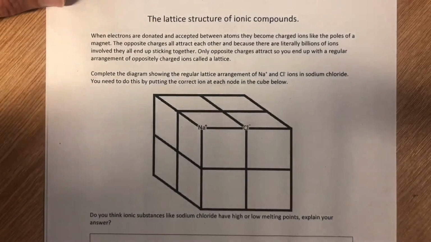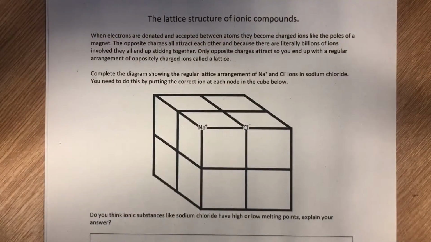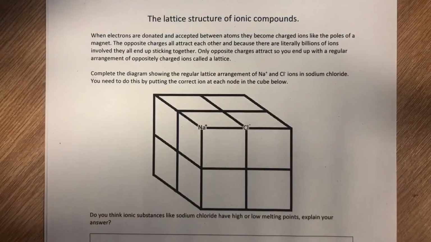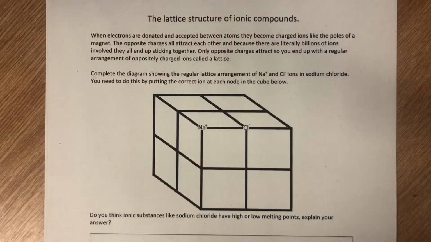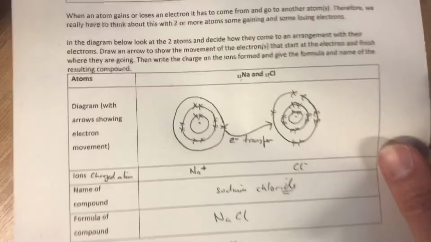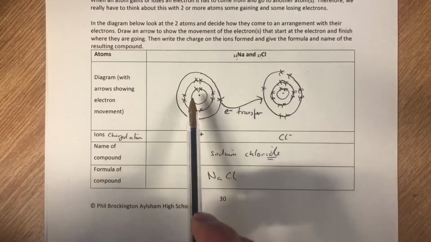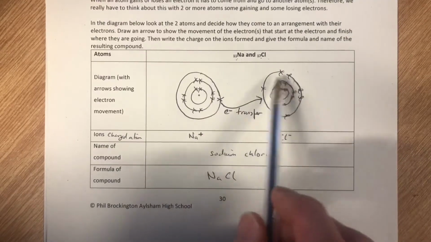This video is going to build on the last thing we did, which was looking at ionic bonding and how atoms can join together to form compounds by ionic bonding, by giving and taking electrons. So if we were to go back a few pages, we would see sodium chloride on page 30. We did our bonding diagram. Here's our sodium ion over here, and here's our chloride ion.